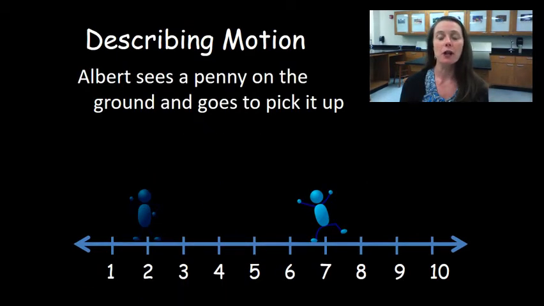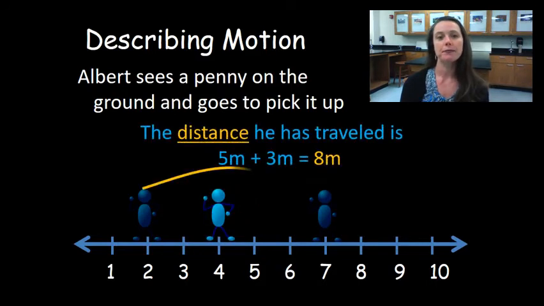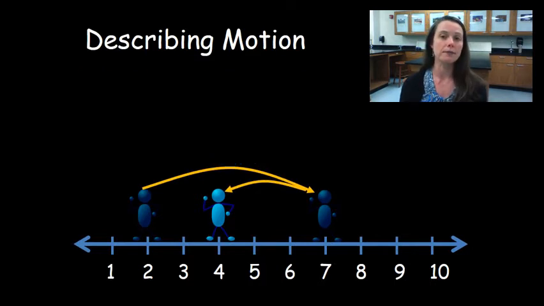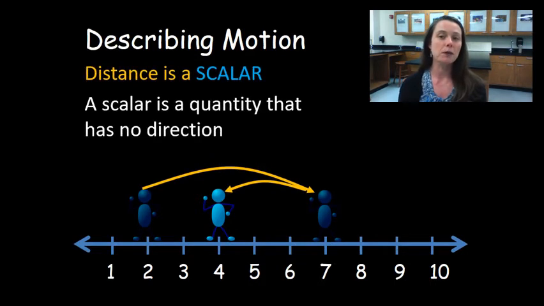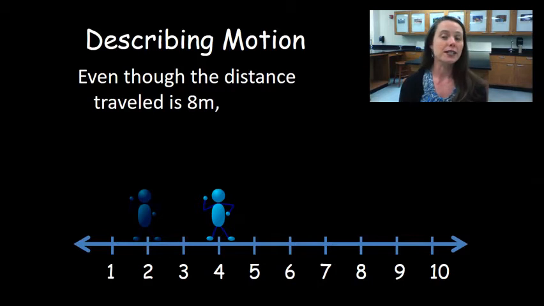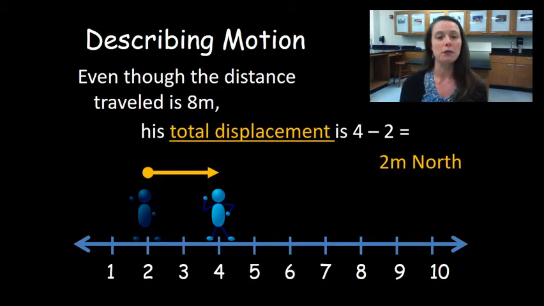Let's imagine that now Albert sees a penny on the ground and rushes over to pick it up. The distance he has traveled is now 5 meters plus 3 meters, or 8 meters. The distance that we have measured is a scalar because this quantity has no direction. And even though the distance he has traveled is 8 meters, his total displacement from beginning to end is only 2 meters to the north.